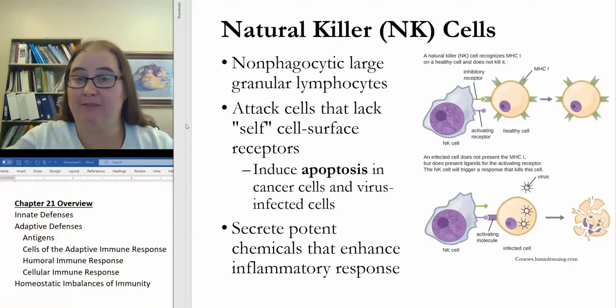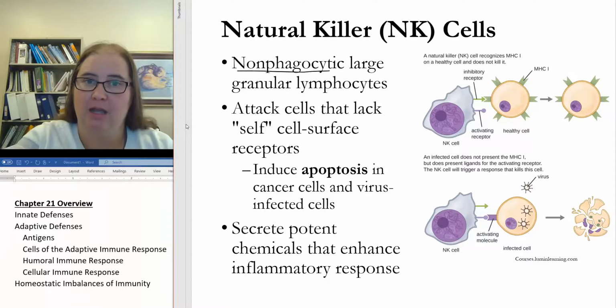this will activate the natural killer cell. So the natural killer cell is a non-phagocytic cell. It's a large granular lymphocyte. It's a type of lymphocyte. Okay. And they attack cells that lack cell surface receptors.